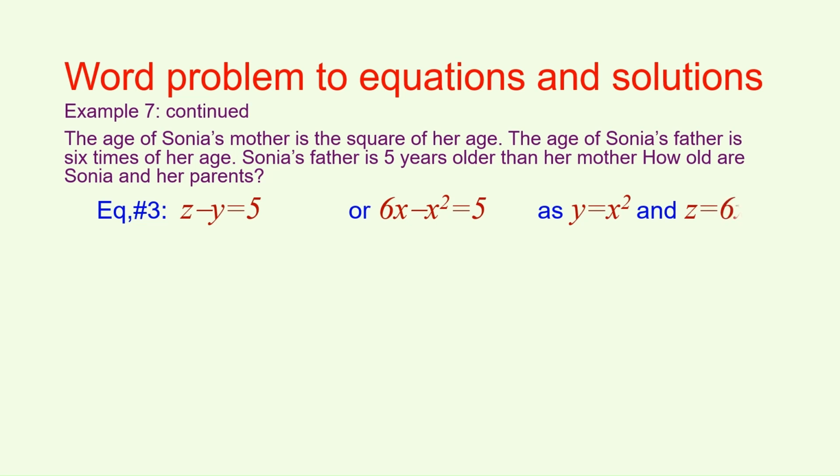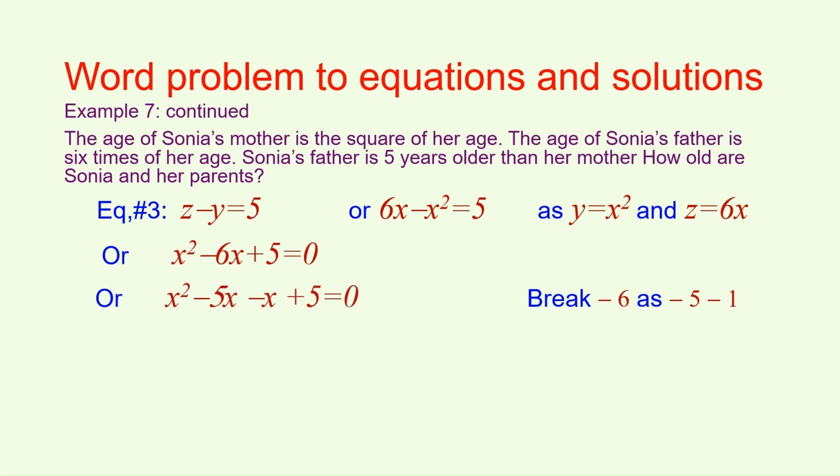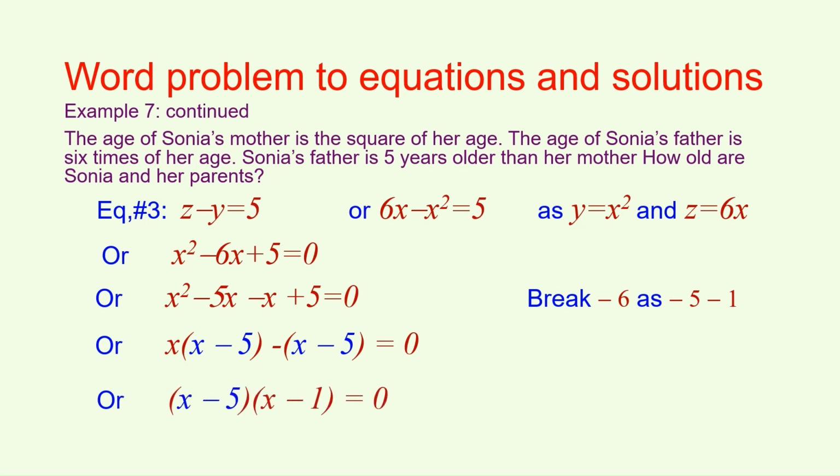In equation number 3, z minus y equals 5, we get x squared minus 6x plus 5 equals 0. This is a quadratic equation. How to solve such equations will be taken later. Or x squared minus 5x minus x plus 5 equals 0. x times x minus 5, minus x minus 5, equals 0. So x minus 5 times x minus 1 equals 0.